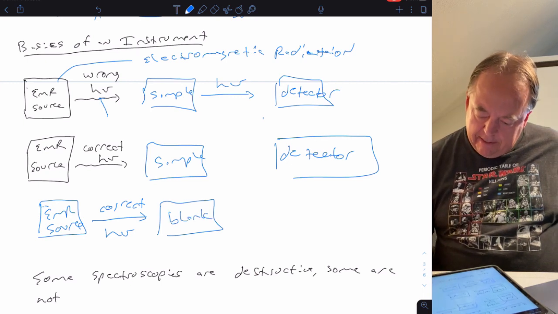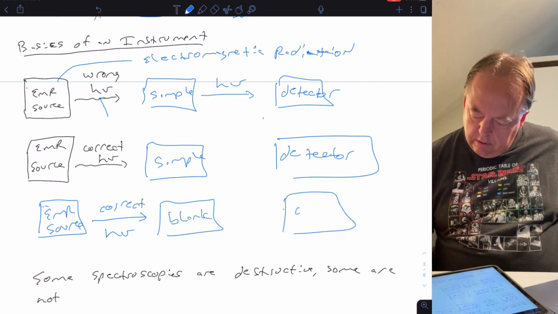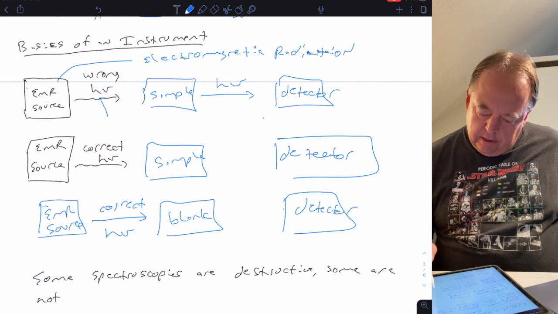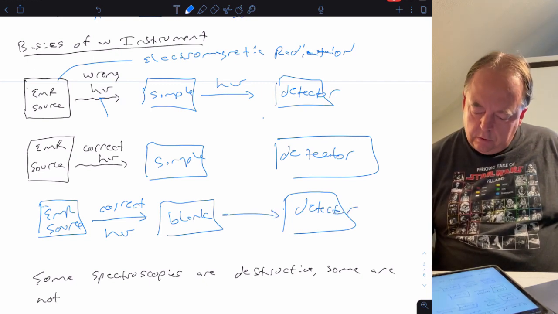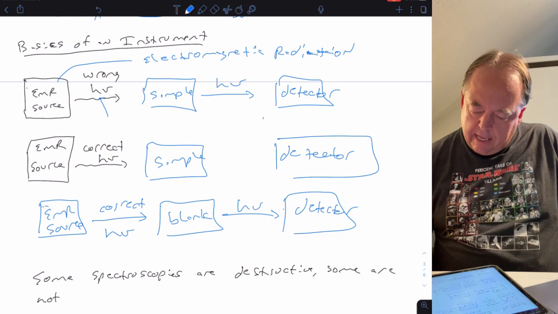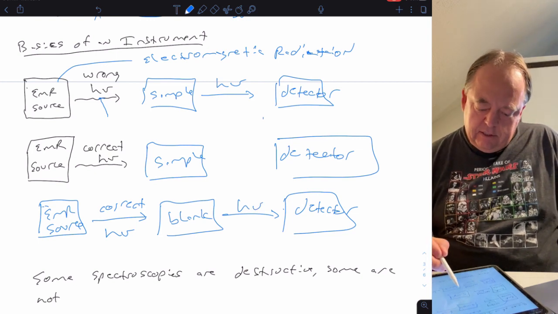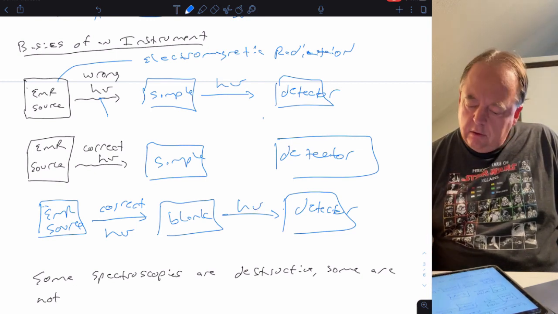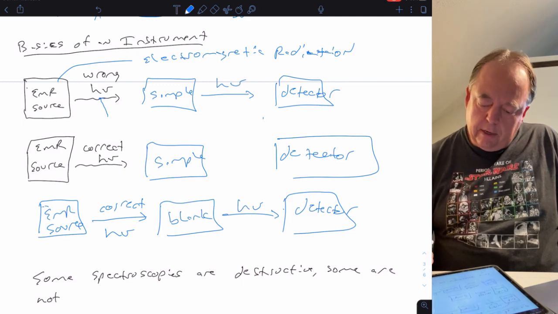So then you have a blank and a detector. Nothing absorbs in the blank, so the light comes out, but in the sample, if the wavelength is right, then the electromagnetic radiation does not come out of the sample because it's absorbed by the sample.